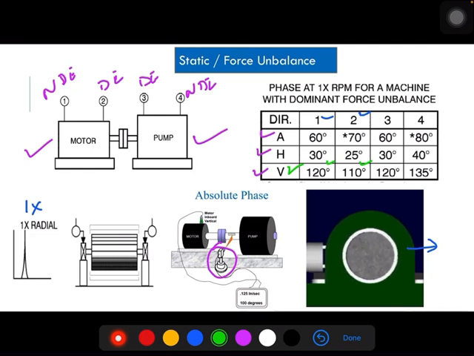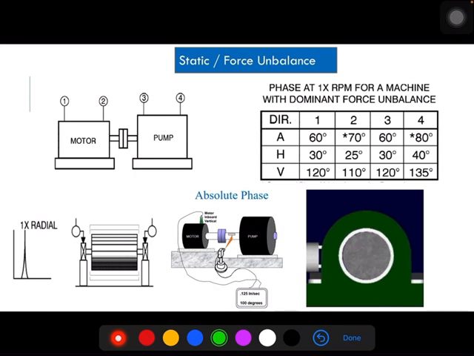Again, second is the horizontal phase difference and the vertical phase difference, they are approximately equal. In this case, 30 minus 25 is 5 degrees, and 120 minus 110 is 10 degrees. So both are approximately equal. So these are some of the characteristics.